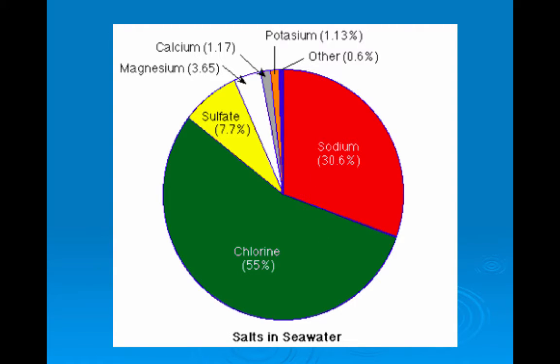If you were to take a volume of water and boil the water away, table salt, sodium chloride, would make up 3% of that volume. So the ions in order of decreasing concentration besides sodium and chloride, and there's more chloride than there is sodium, is the sulfate ion, which is SO4 2-. Oh, by the way, chloride is Cl- and sodium is Na+. Magnesium, which is Mg2+, calcium is Ca2+, potassium is K+, and then bicarbonate, which is HCO3-, which goes into this other category.